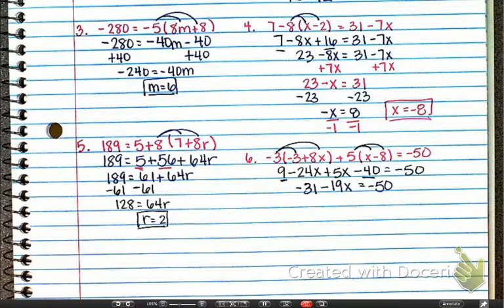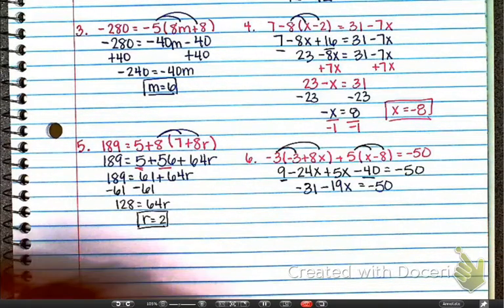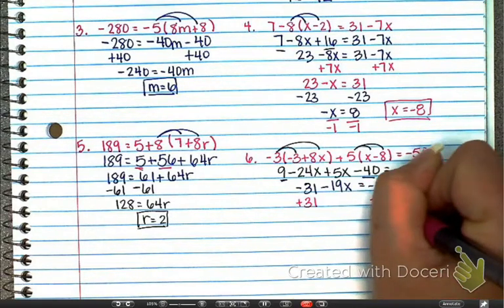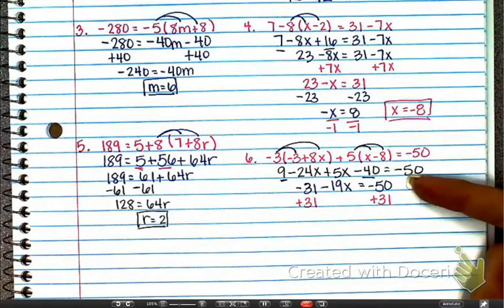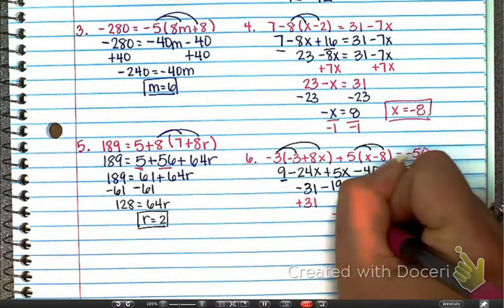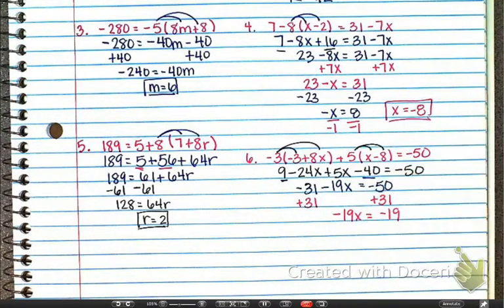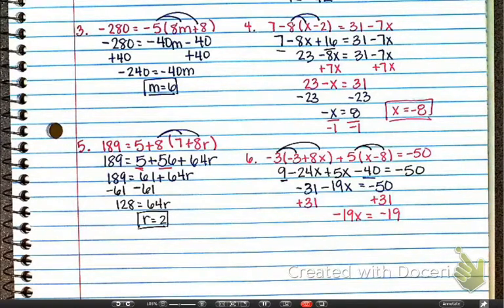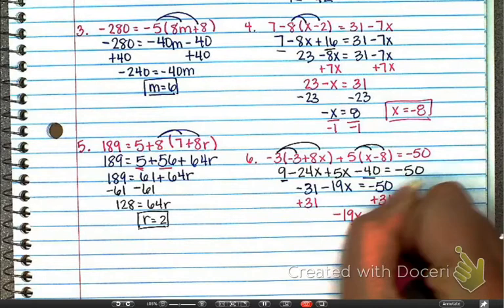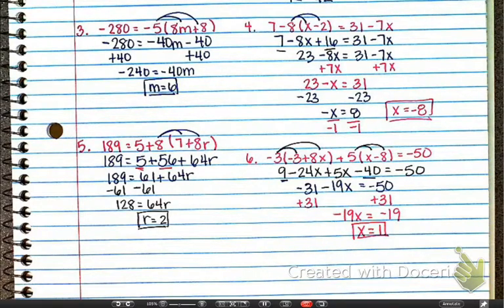To get x by itself, what do I need to do? Add 31. Negative 50 plus 31 is negative 19. And that equals negative 19x. And when you divide, you end up with x equals 1. Okay? So one step at a time, watch your positives and negatives, and if you have to use the calculator, use the calculator.